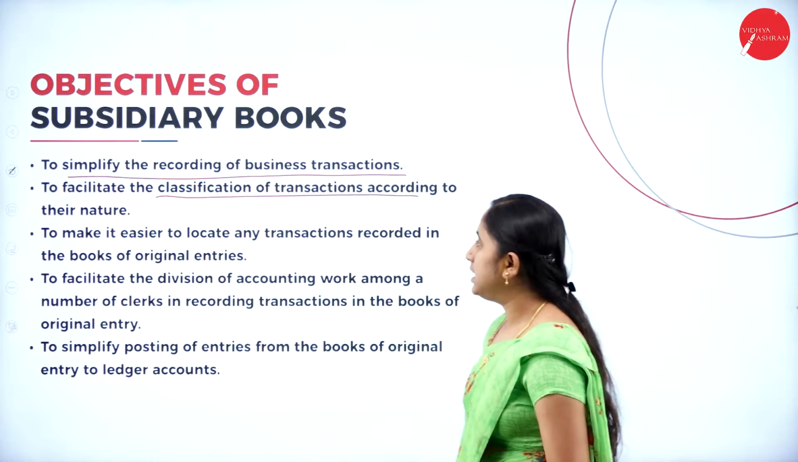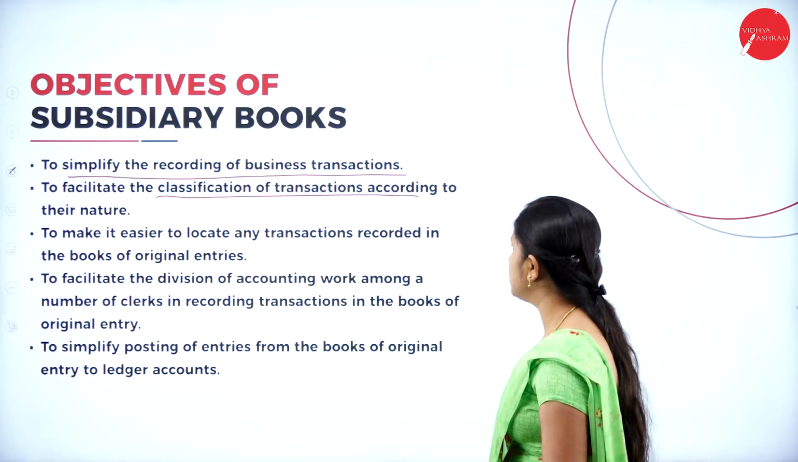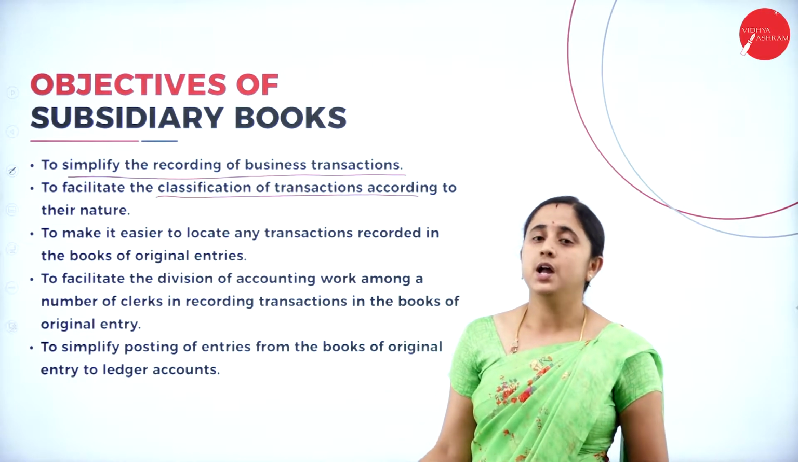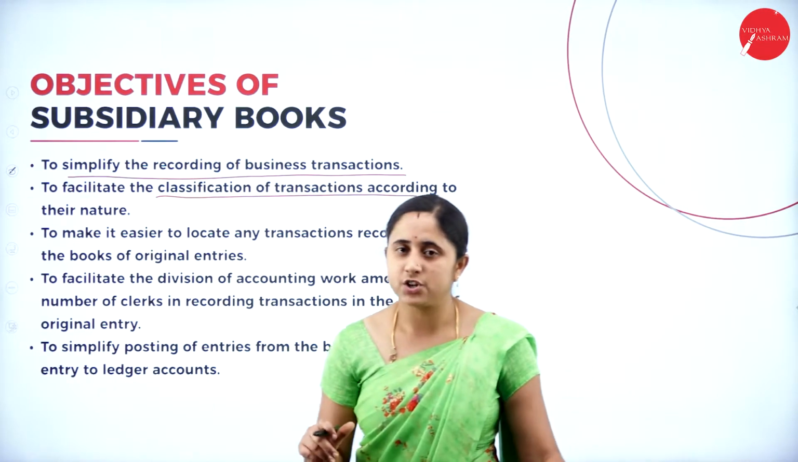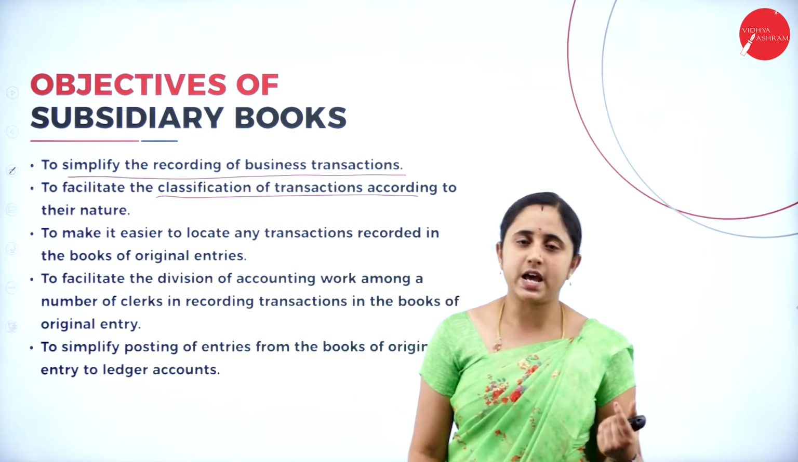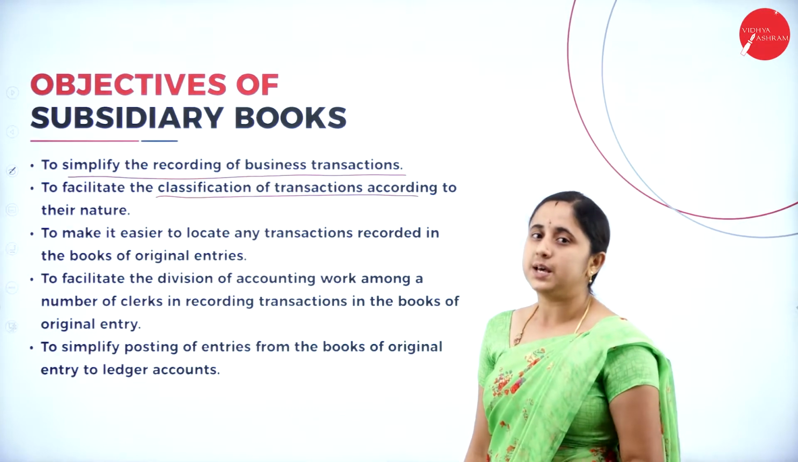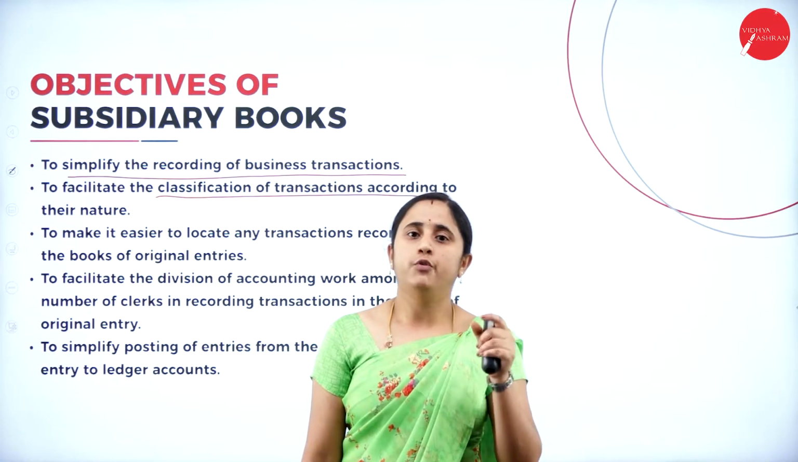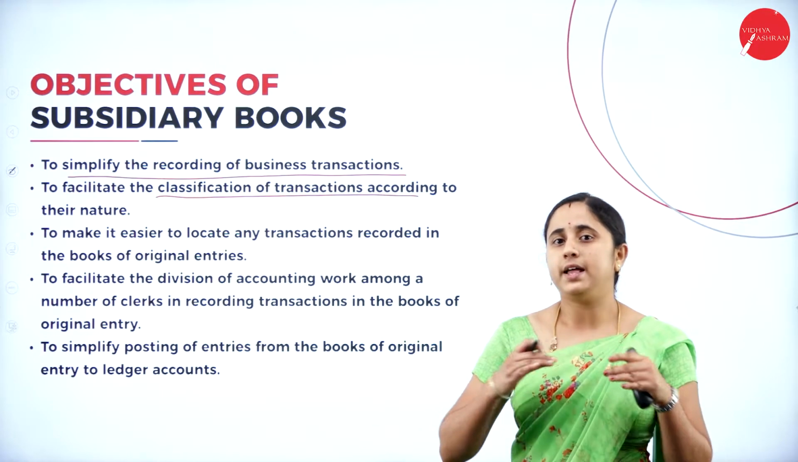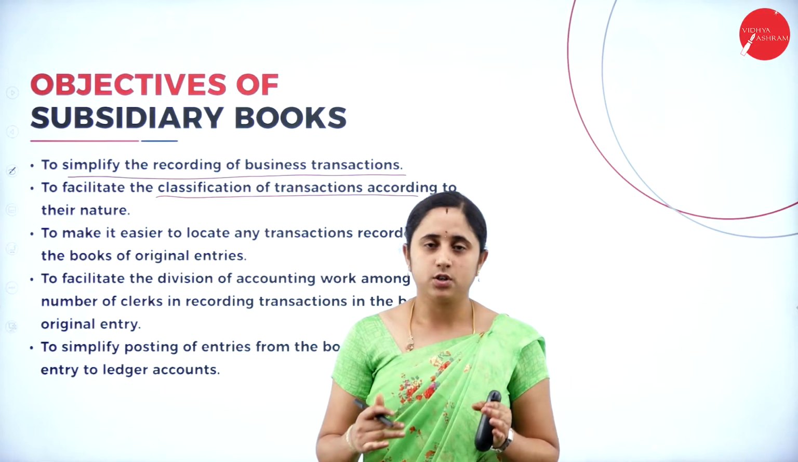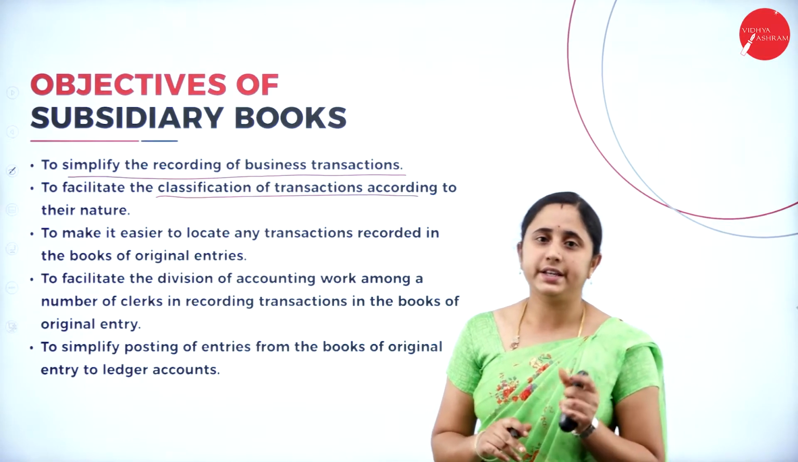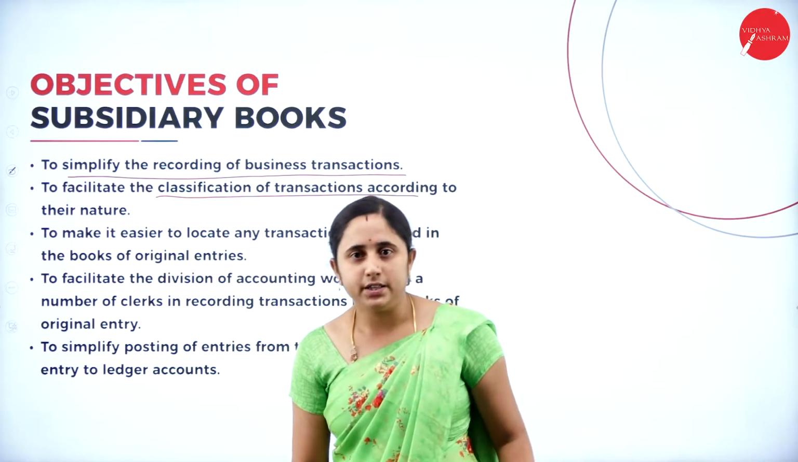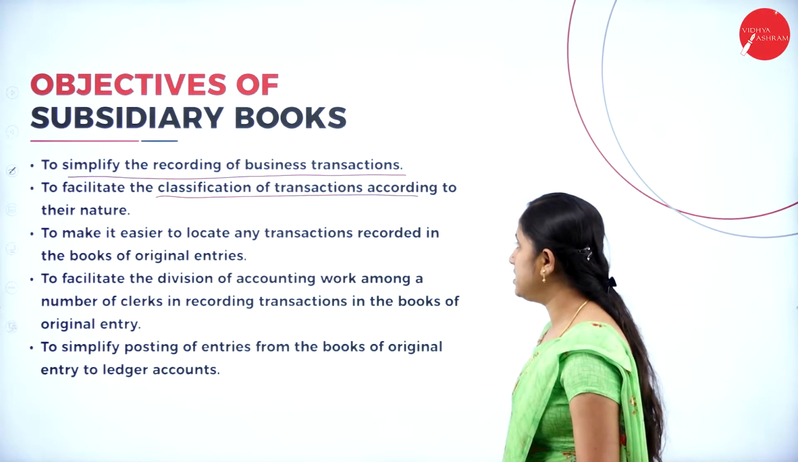Next, to make it easier to locate any transactions recorded in the books of original entry. So it helps them to locate a particular transaction. Like if you want only the purchase transactions for a particular month, subsidiary book helps to locate the detailed information for a particular transaction. Like in the month of January, how much they purchased. So it is easier to locate the particular transaction, the total purchase and the total sales for the month. So it is easy to locate any transaction.